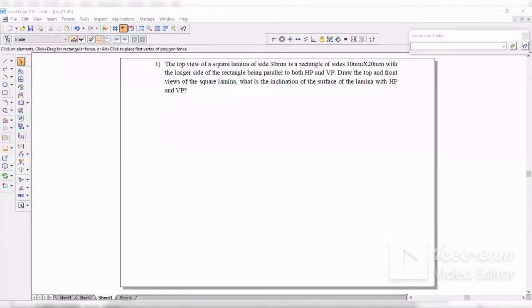So, welcome back to this session of projection of planes. We're doing a few problems on projection of planes. We're continuing with two more problems today in this session. We are going to do square problems, projection of planes, squares. Now, we will do this problem.